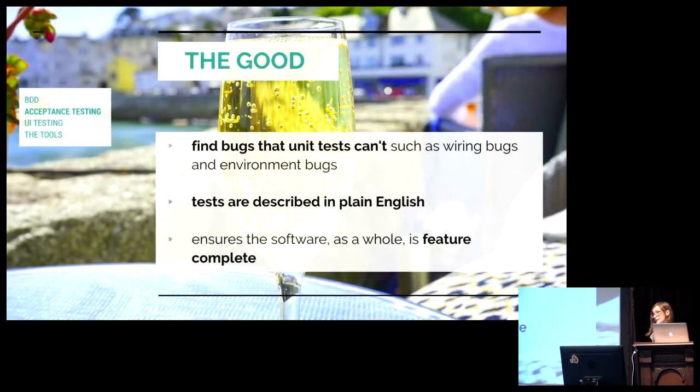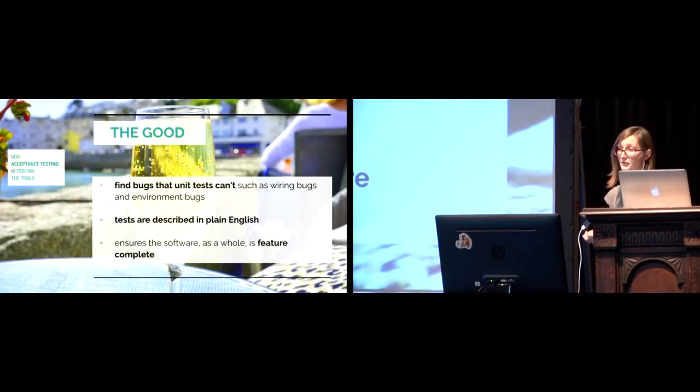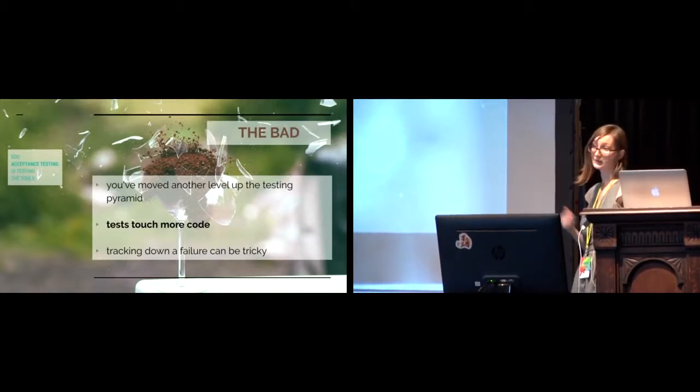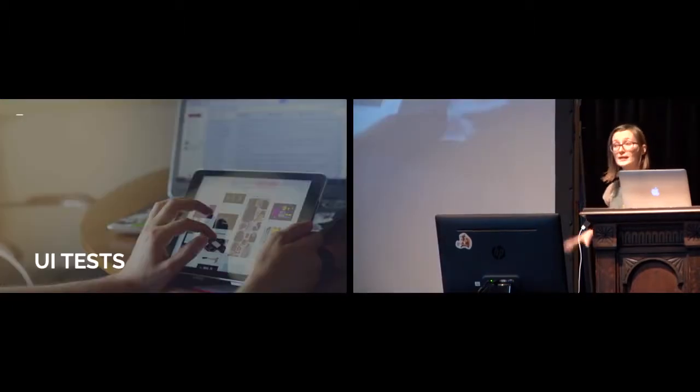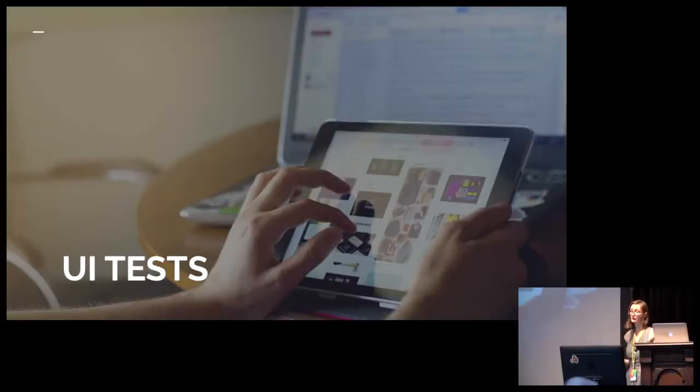The good part about this is that you round up your test coverage. You have criteria that everyone can understand, not just developers. And you can ensure that your software as a whole is feature complete. But the bad part is that you're moving up the testing pyramid, so as your tests touch a lot more code, pinning down an error can be more difficult. And you can do acceptance testing combined with UI testing or unit testing, and the final recipe is up to you. You can use it however you like.